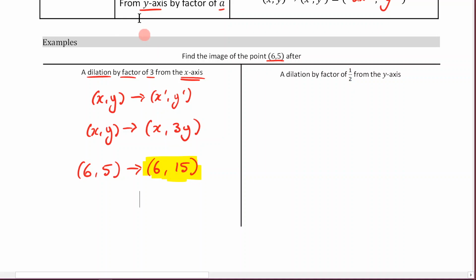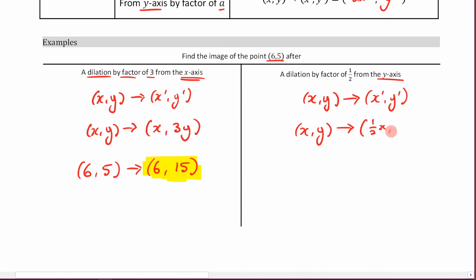We then go to our second example here. A dilation by a factor of a half from the y-axis. Again, I'm starting here, I'm applying my transformation, and I'm getting x dash, y dash. I'm rewriting it. Now, if I'm dilating by a factor of a half from the y-axis, it means my x value is going to change. So that means x dash is going to be a half x, and y dash is just going to be y. I now sub in my point, which is (6, 5).